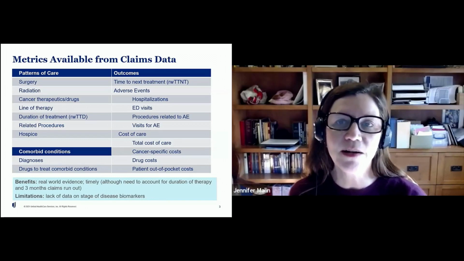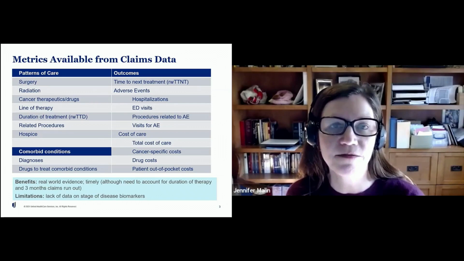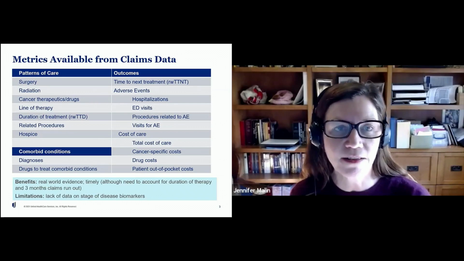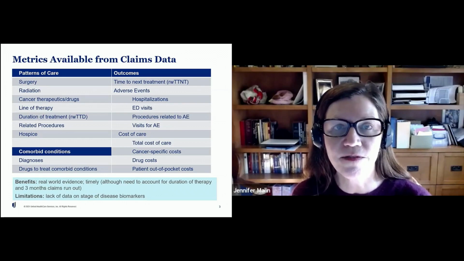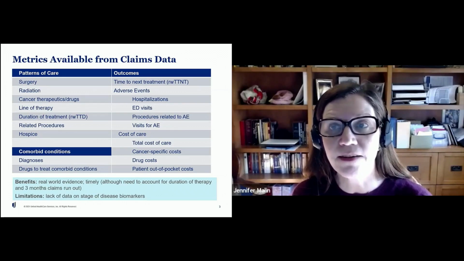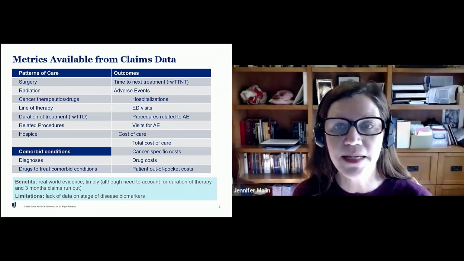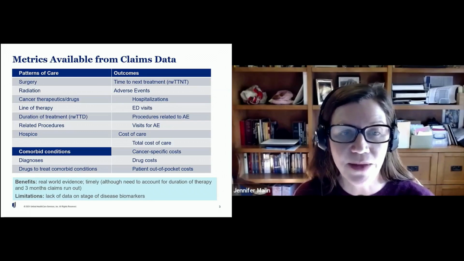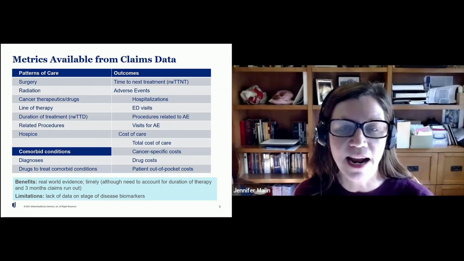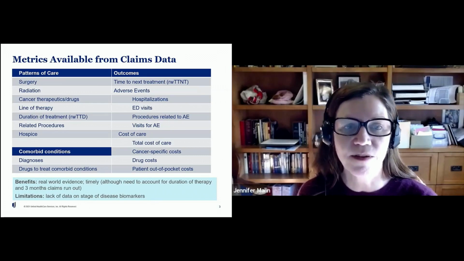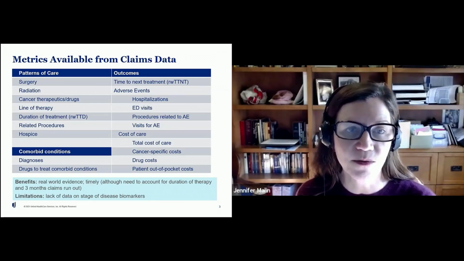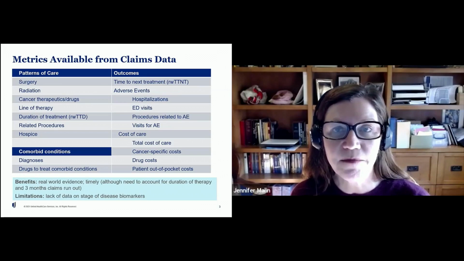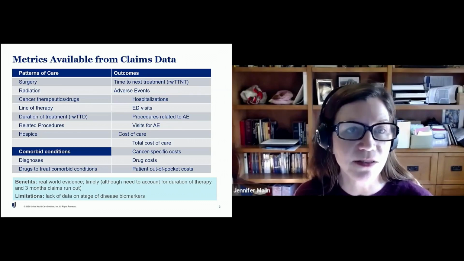So I'm going to talk about the types of metrics that can be obtained from claims data, building off of what Dr. Schrag has already discussed for what's available from SEER Medicare data. With health plan claims data, we're limited to the types of data that are very analogous to what's in the Medicare data. And that's somewhat limited in not having the types of clinical detail that you get from electronic health records or from the cancer registry. However, there are still a number of outcomes that can be assessed depending on the cancer type and the clinical scenario.